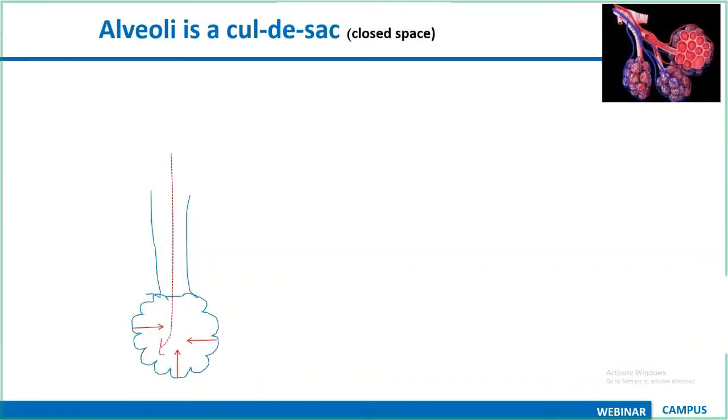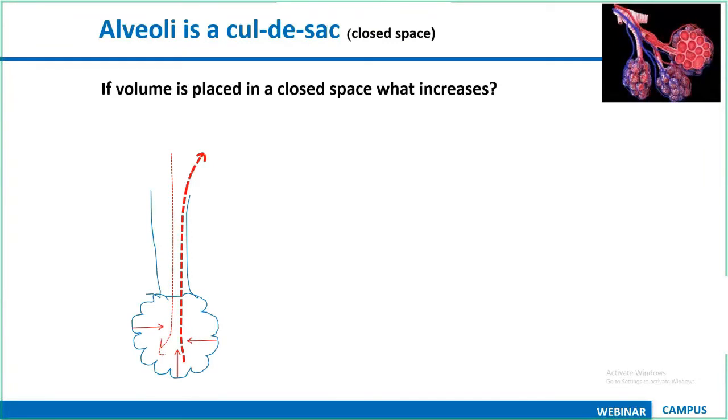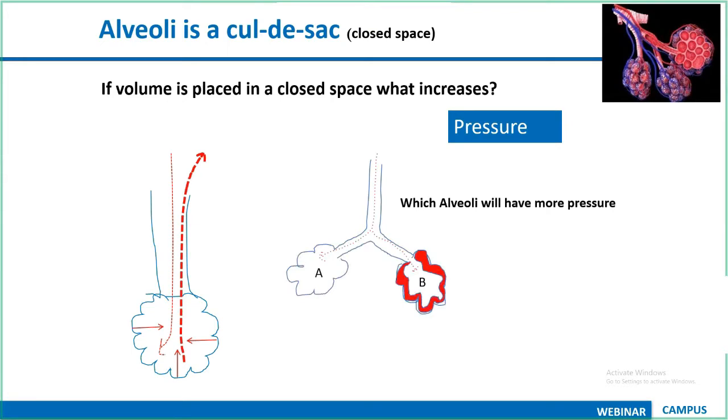When we are pushing the air inside, there will be a resistance offered. Then the alveoli will recoil, and the volume will be pushed back. When you place a volume into a closed space, it will increase the pressure. And in ARDS, we will have normal alveoli and alveoli which are stiff. The normal alveoli will not require higher pressure, but the stiff alveoli will require more pressure to open up.